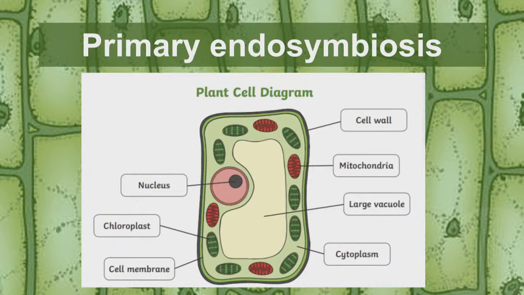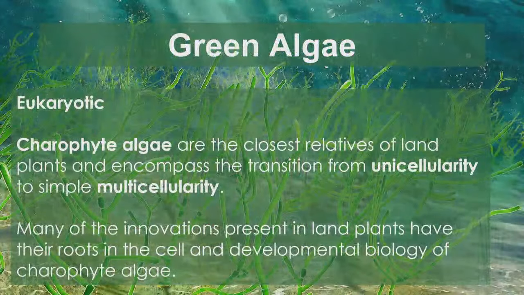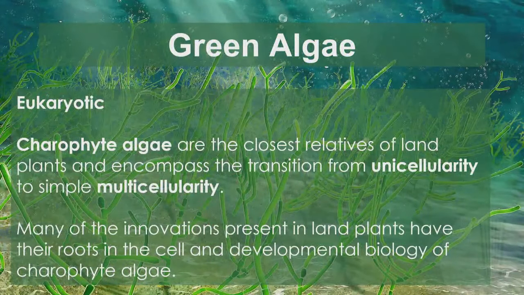So I just think that's pretty fascinating. And that was a beginning of plants and algae starting to use photosynthesis. So green algae, eukaryotic, we're still in the Proterozoic eon.